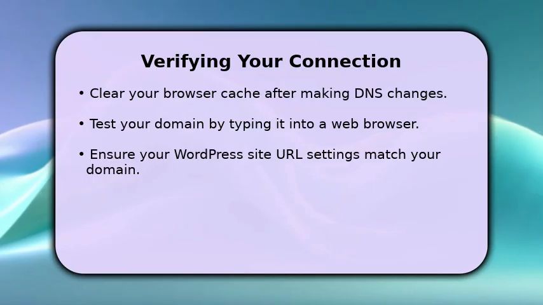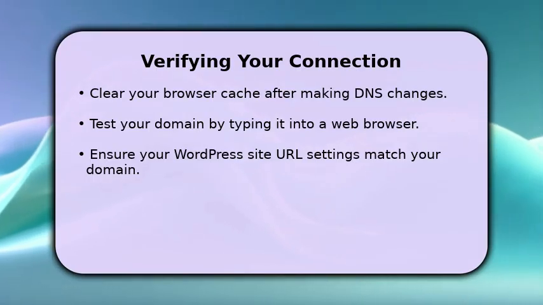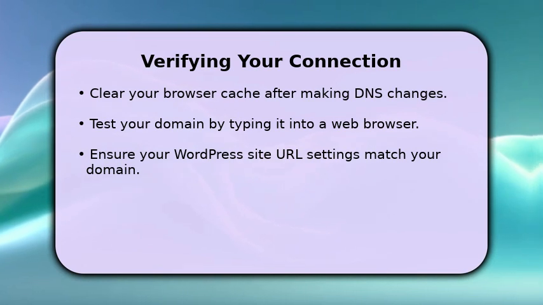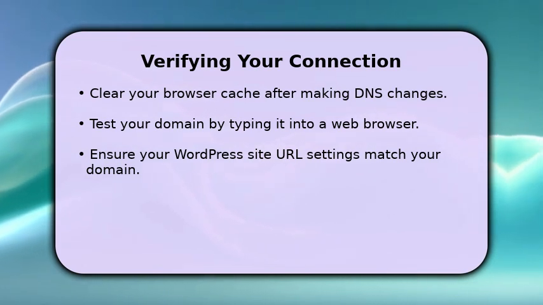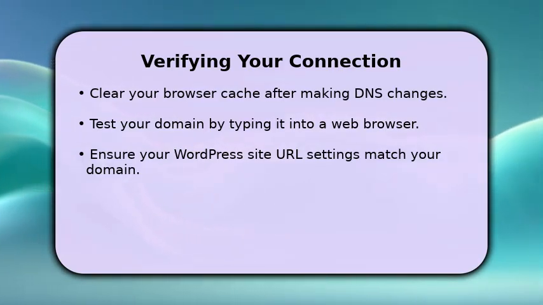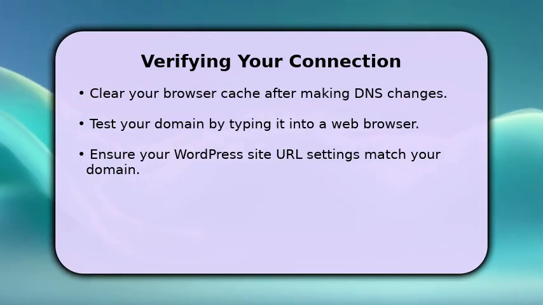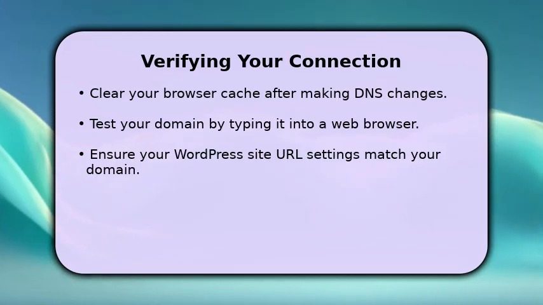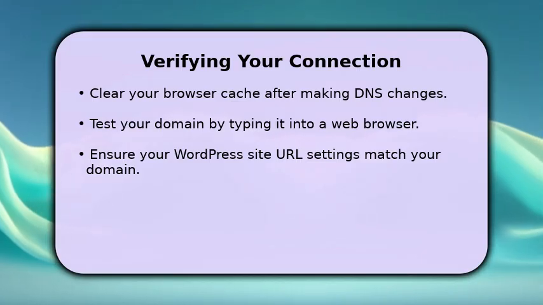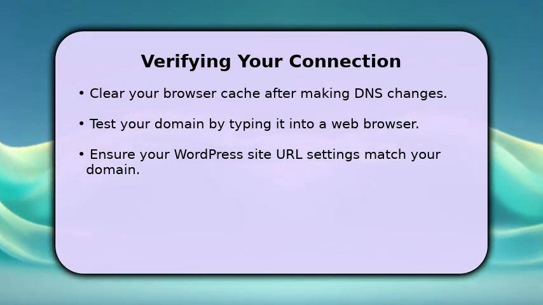After making your DNS changes, it is crucial to verify the connection. First, clear your browser's cache to ensure you are not seeing an old version of your site. Then, simply type your domain name into any web browser. Your WordPress site should now load correctly. Also, double-check your WordPress general settings to confirm the WordPress address and site address URLs match your domain. Finally, install an SSL certificate for secure, encrypted connections, which is essential for modern websites.